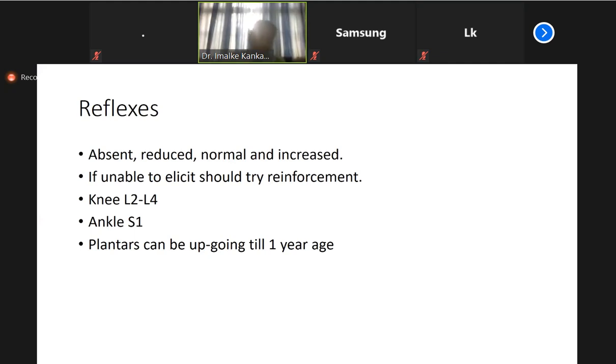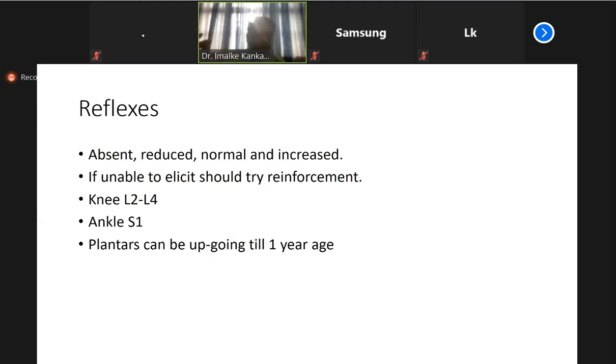Now, if you do get absent reflexes, you have two differential diagnoses. One is whether there's a problem of the child or whether there's a problem of yourself. Even for me, I have that problem. Whether I could not elicit reflexes or whether this child has got no reflexes, right? Because of that, take everything together, right?